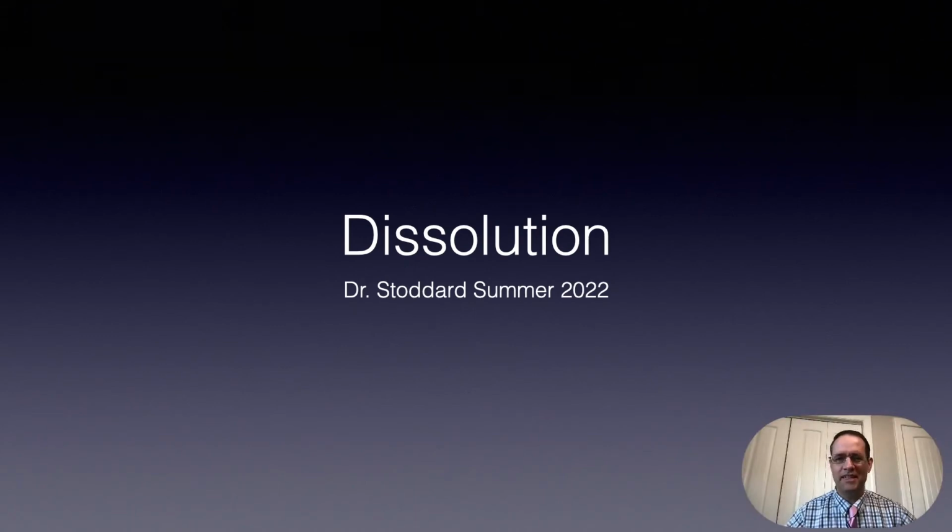Hello and welcome. Today we're going to talk about the dissolution process. What actually happens when something dissolves? This is covered in the OpenStax chemistry textbook, chapter 11, section 1. So if you want to read a bit more detail, you can check those pages out.